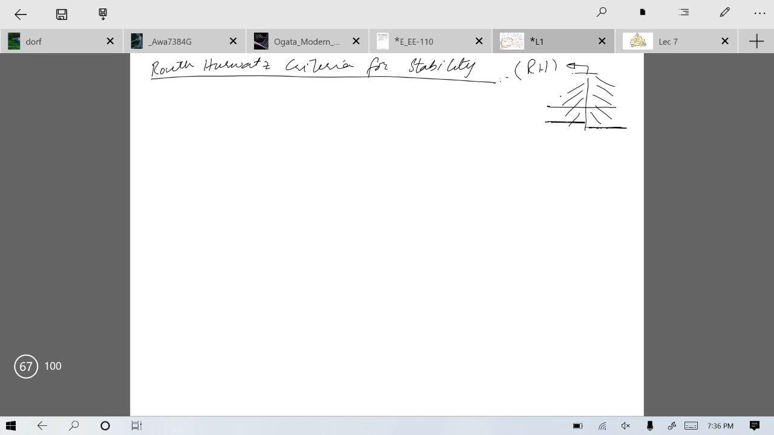For that we have a Routh array. Let's try to form a generic Routh array. For example, if we are given the system with numerator of S divided by A4 S4 plus A3 S cube plus A2 S square plus A1 S plus A0. Let's suppose this is the transfer function of a system and someone asks you to tell whether this system is stable or not. So the first step is to make a Routh array.